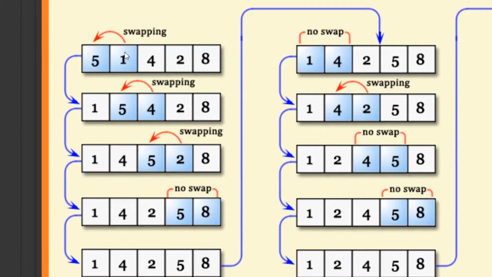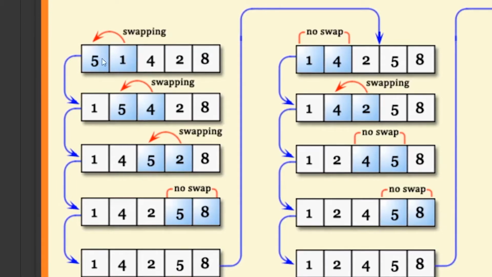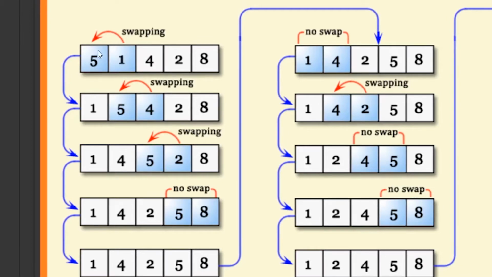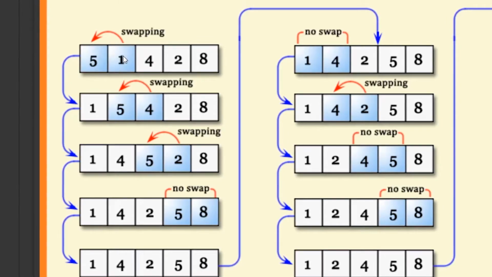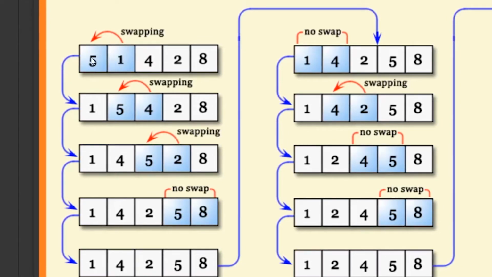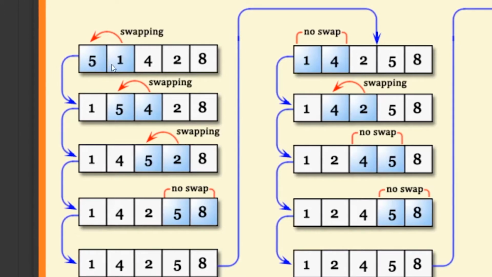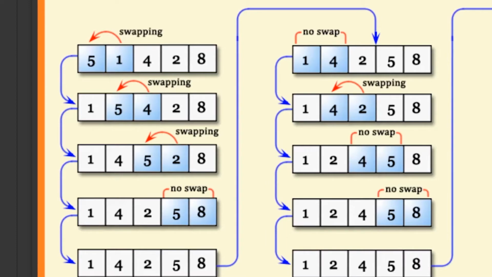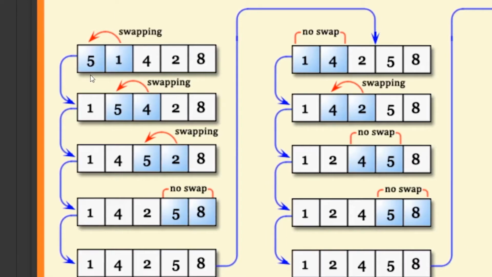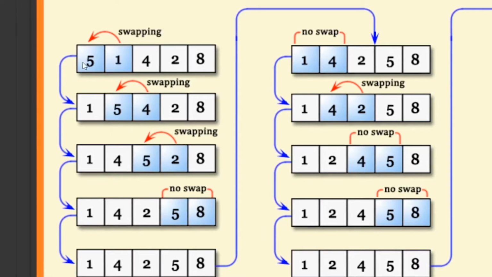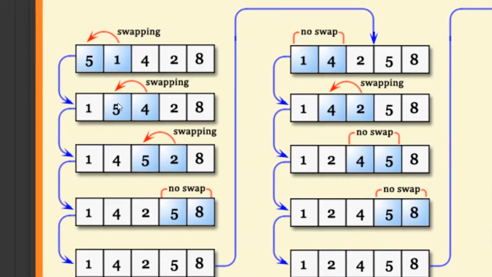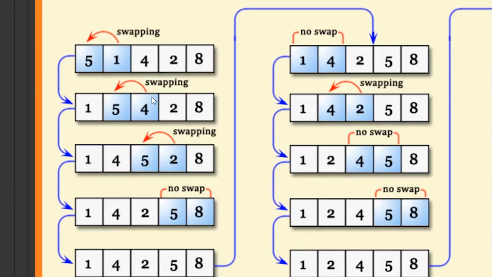So how the bubble sort functions is, it first checks the first number and the second number. It checks whether the first number happens to be less than the second number, and in this case the second number happens to be less than the first number. Since we want it in ascending order, we're just going to swap them. So 1 goes into 5's place and 5 goes into 1's place.